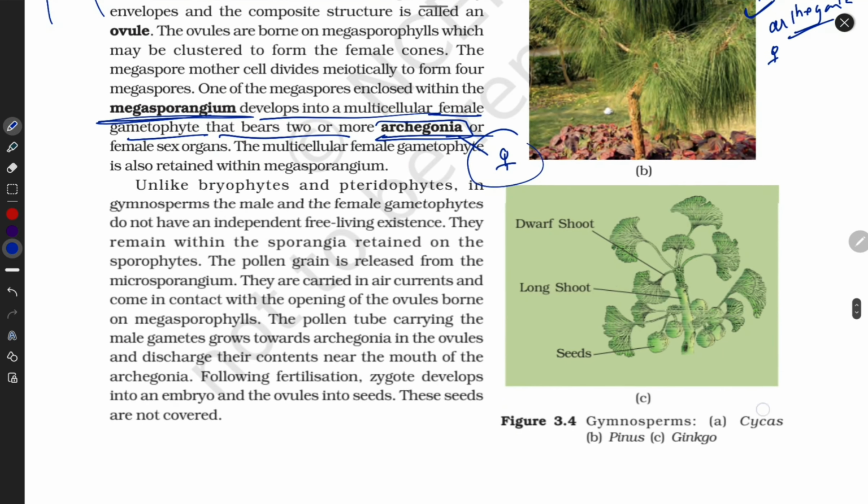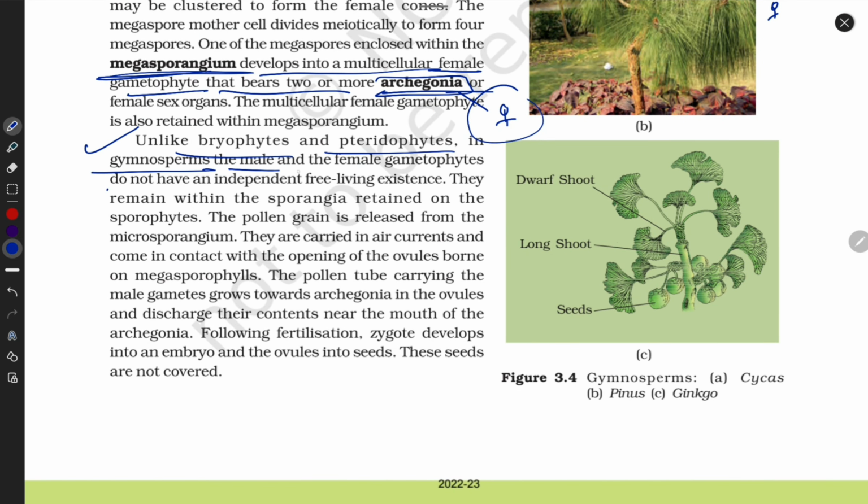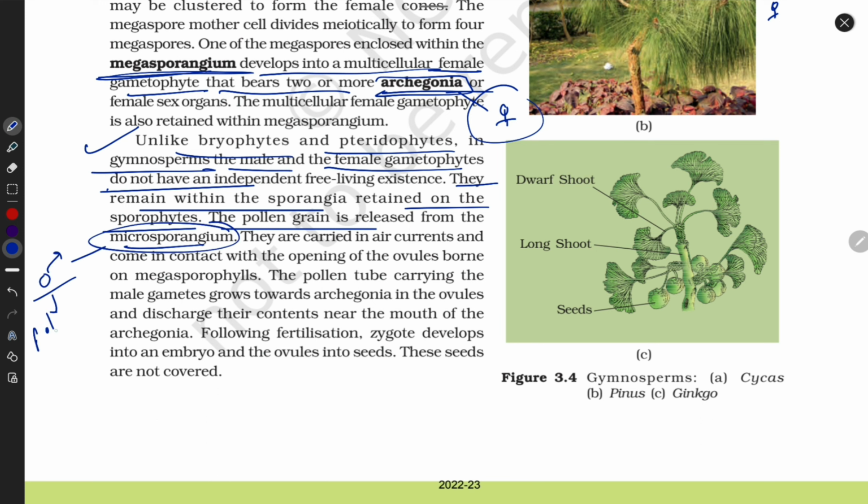Clear? Now, unlike bryophytes and pteridophytes, in gymnosperms the male and female gametophytes do not have an independent free existence because they are now advanced, guys. They remain within the sporangia retained on the sporophytes. The pollen grain is released from the microsporangia. Microsporangia means I am talking about the male part. They release pollen grain, and where does the pollen grain reach? It reaches towards the megasporangium.